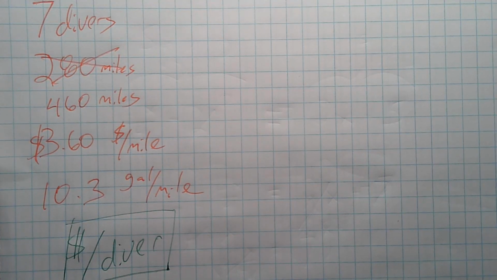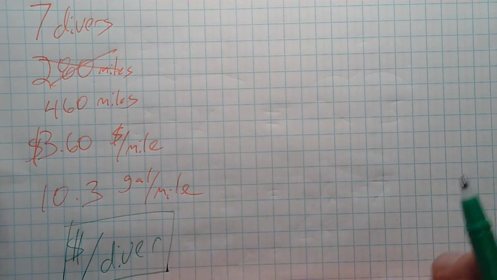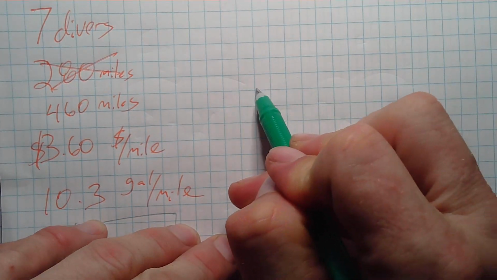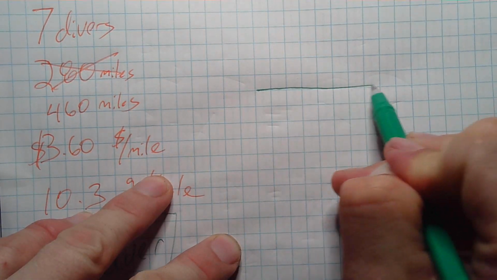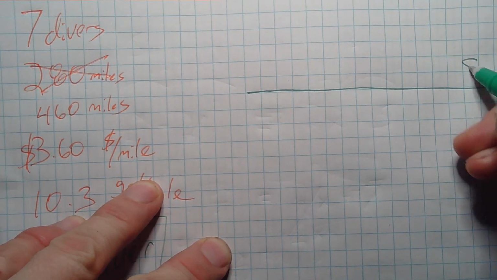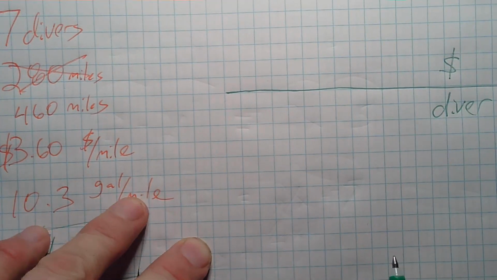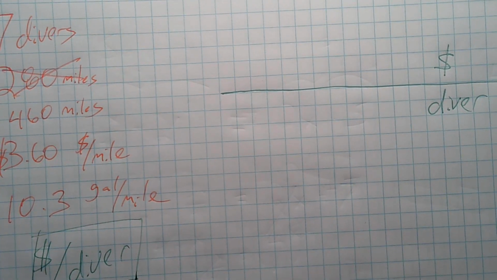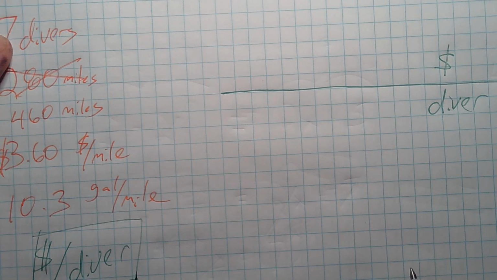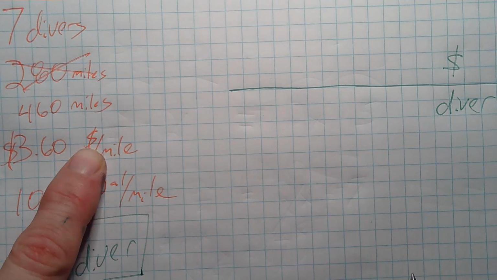Okay, so what I'm going to do is set up what we call some railroad tracks. I'll do it like this. I'm going to set up some railroad tracks here. And I know I'm looking for dollars per diver in my answer. So that means I look for stuff that has dollars in the units.